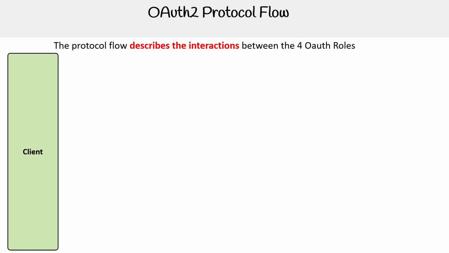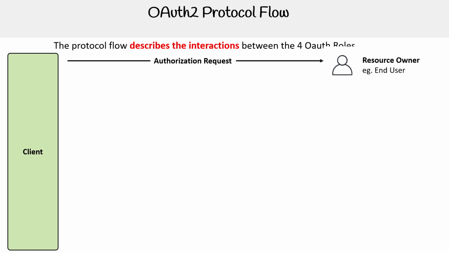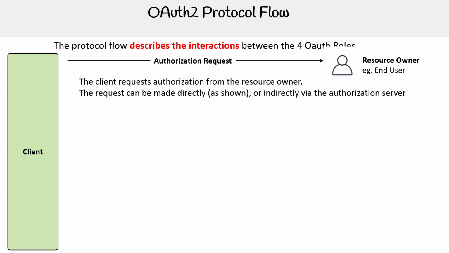So now that we just learned about those 4 OAuth roles, let's take a look at what the flow for the interaction between those 4 services looks like. So the idea is we have our client on the left-hand side, and we're making an authorization request to the resource owner, the end user. So the client requests authorization from the resource owner. The request can be made directly as shown or indirectly via the authorization server.